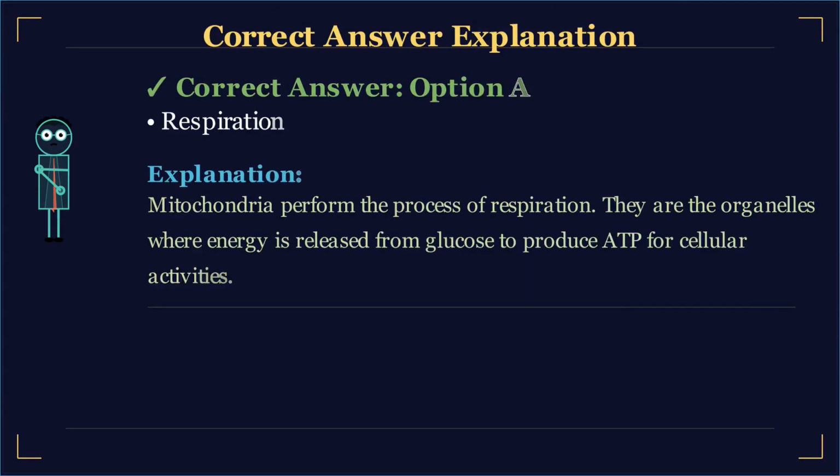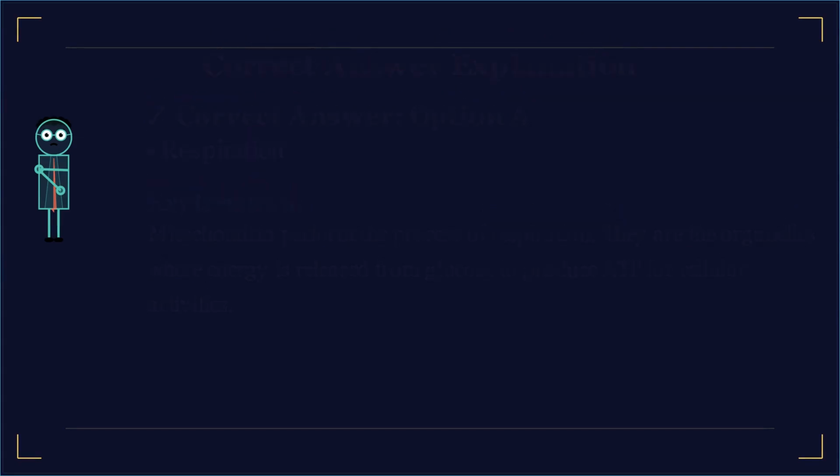Here's the explanation for the correct answer. Mitochondria perform the process of respiration. They are the organelles where energy is released from glucose to produce ATP for cellular activities.